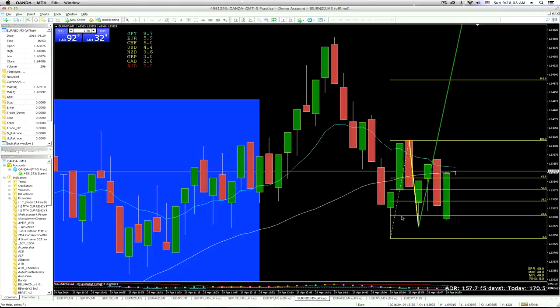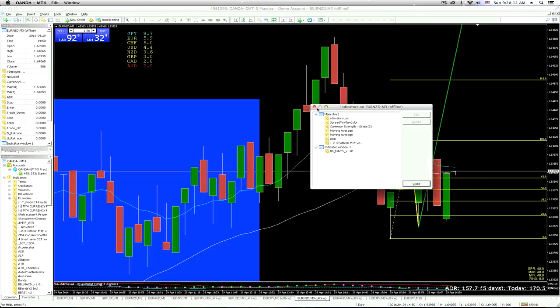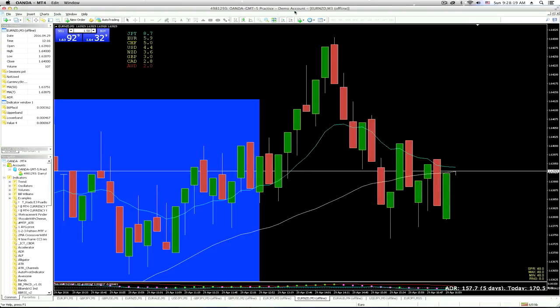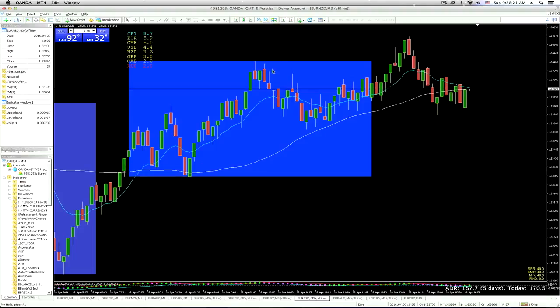Oh, I need to get rid of this indicator. I don't really want it on here. Delete. Close. Okay. Let's just look at a couple more trades.